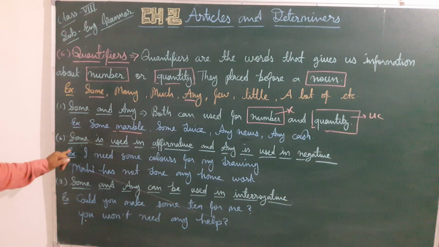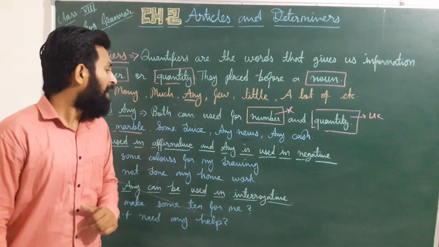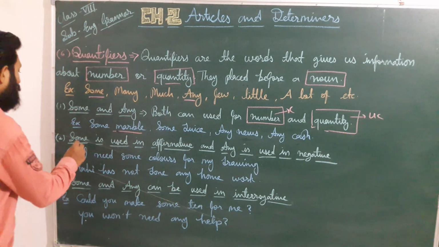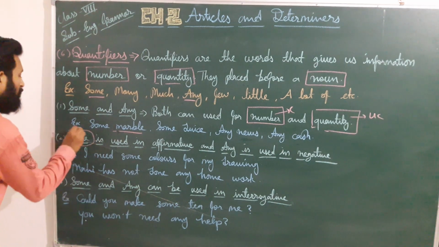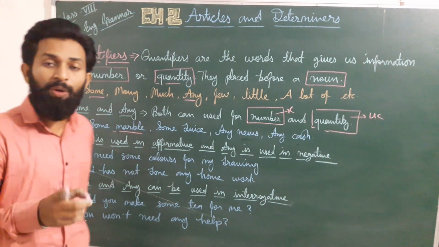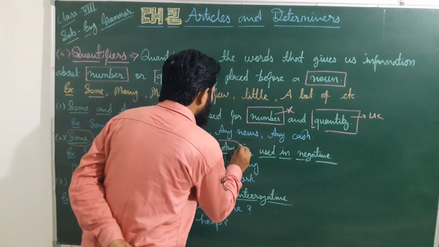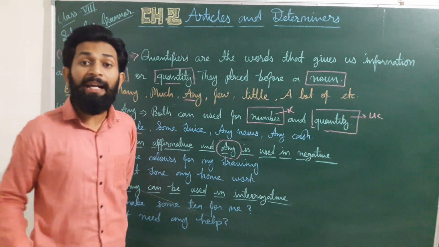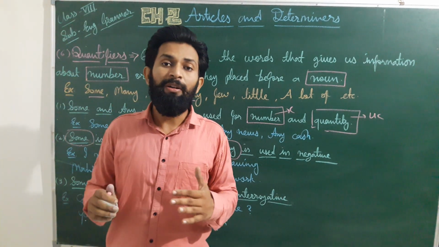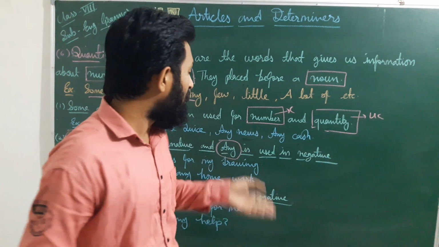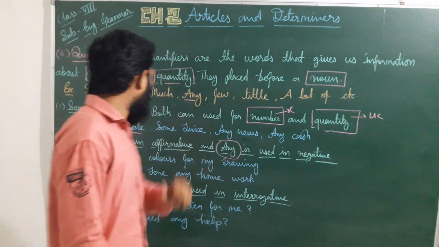And second point is here, some is used in affirmative and any is used in negative. Dear students, if anyone asks you about that, then you have to be clear about that. Some is mostly used in positive sentences only, affirmative sentences only. But any is mostly used for giving a negative sense. I don't have any money to give to the beggar. That type of sentence you have to create with any only.